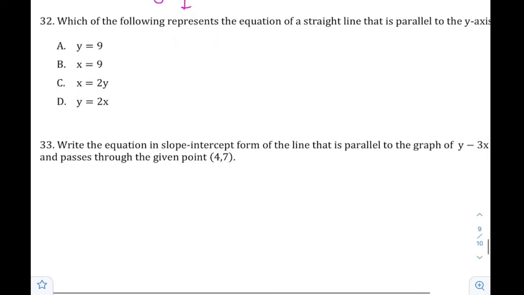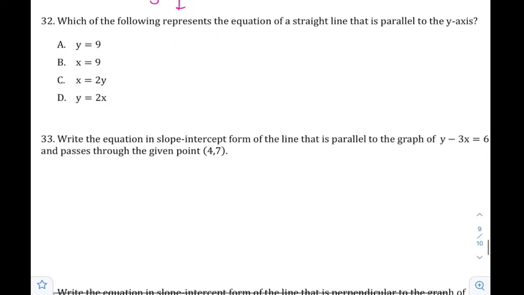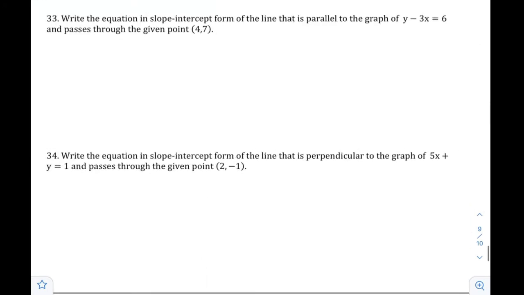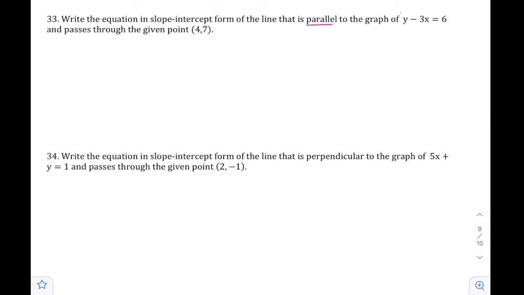Question 32, which of the following represent the equation of a straight line that is parallel to the y-axis? Before a while, we just mentioned it should be x equals 9 because it's a vertical line. Now, let's see here. Write the equation in slope-intercept form, the line that is parallel to the graph of this equation and passing through this point.